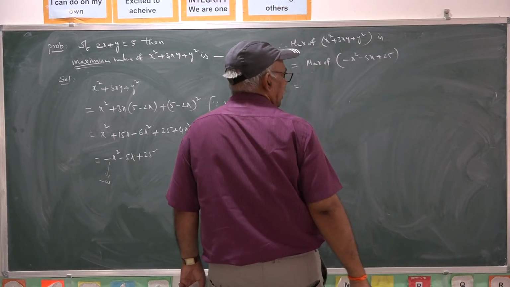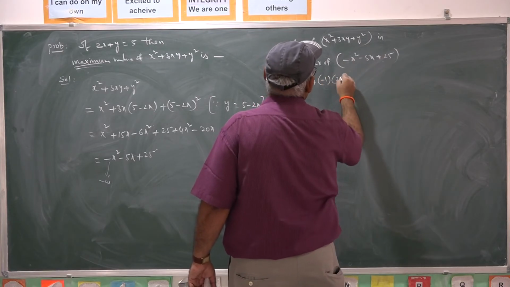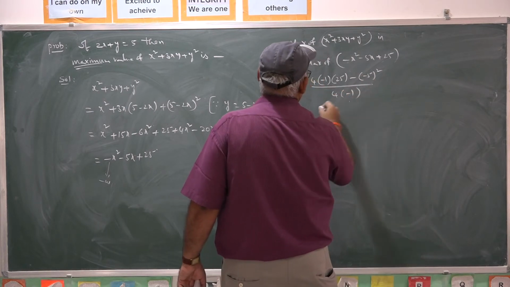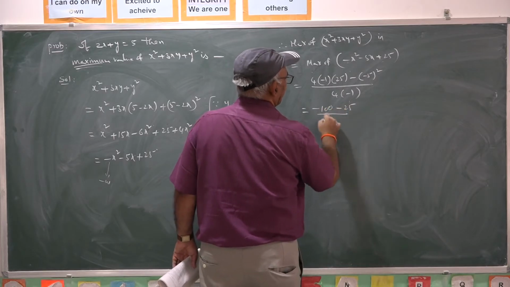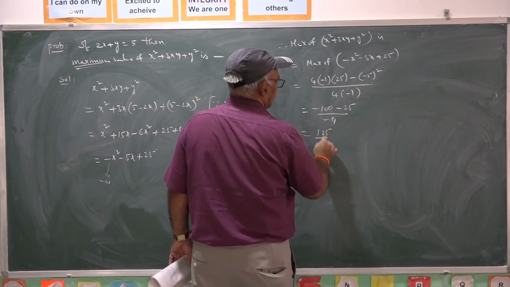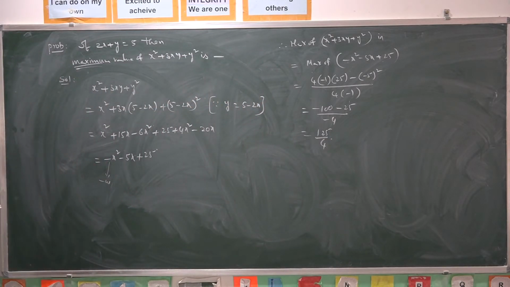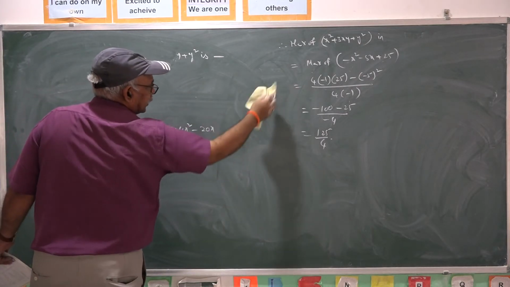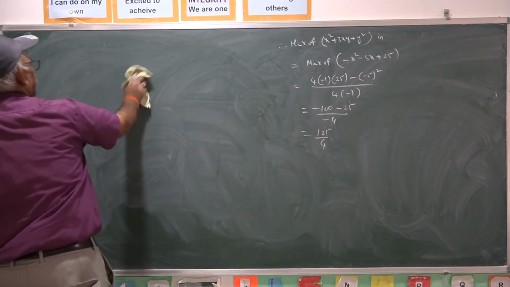Based on that condition, the maximum value of the quadratic is given by 4ac minus b square by 4a, that means minus 100 minus 25 by minus 4, which is 125 by 4. So, the required maximum value of the function is 125 by 4 itself. Already that formula is given to you.